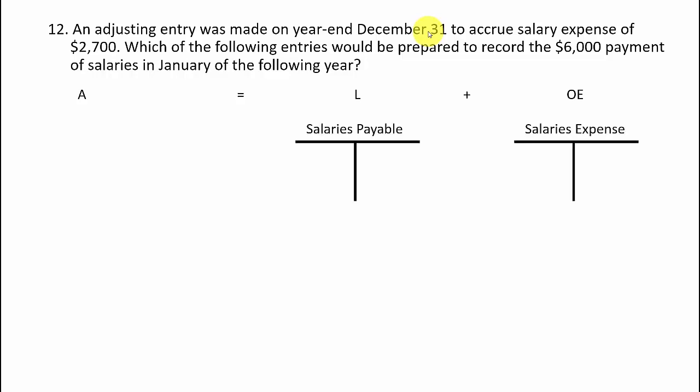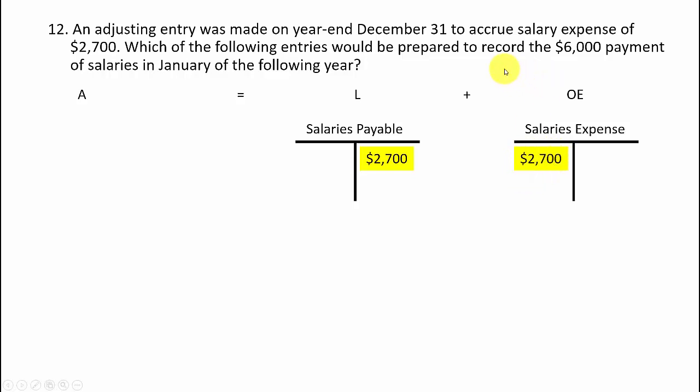Here's salaries payable, salary expense. We're going to, on December 31st, make the following entry. We're going to debit salary expense for $2,700, and we're going to credit salaries payable for $2,700. This properly records the liability that we have for the salaries, even though we're not going to pay them until sometime in the new year. It also records the expense.